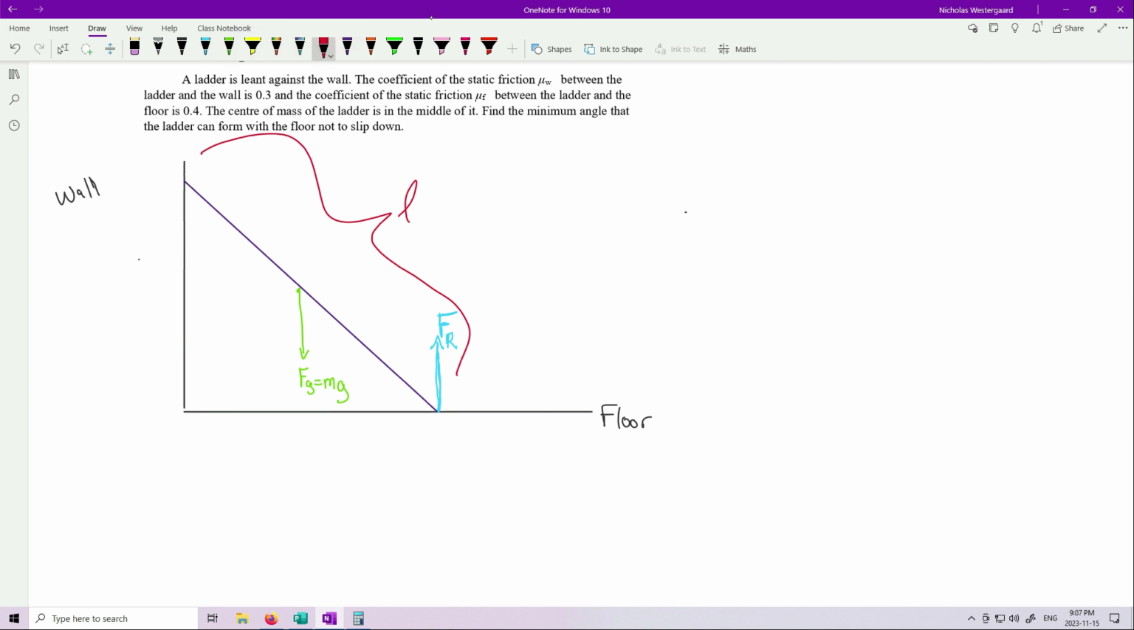For example, if I let this ladder go, it would slide, the top sliding down and the bottom sliding across the floor this way. So there's a force of friction along the bottom, keeping it from going. I'm going to call it FFR, friction from the floor.